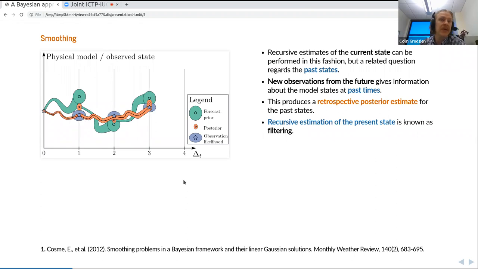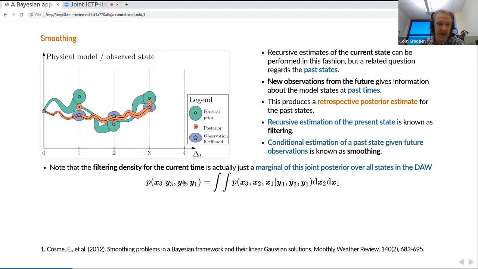So the recursive estimation of the present state in this sort of Bayesian stochastic filtering literature is known as the filtering problem. And the conditional estimation of a past state given future observations is known as the smoothing problem. So what we want to note here is that in this formulation, our filtering density for the current time is just a marginal of the joint posterior over all states in what we call the data assimilation window, the DAW. This is this period of observations and lagged simulated states that we will be studying. And so what we're referring to now is our filtering density.